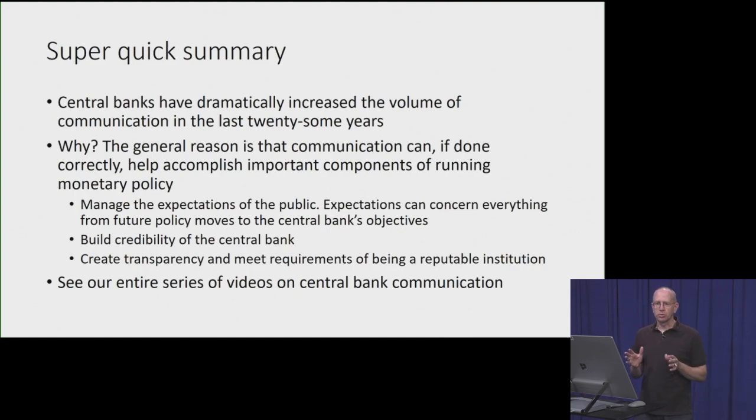So a super quick summary in terms of what we've covered in our first two videos. Over about the last 20 or 25 years, central banks have dramatically increased the scale and the scope of their communication. And they've done this mostly to try to help them accomplish their monetary policy objectives. For example, one of the main things they want to do is try to manage the expectations of the public. And as we'll discuss in more detail in our next video in this series, expectations of the public can dramatically improve or detract from a central bank achieving its objective. They also want to be able to build credibility of a central bank, and then finally to create transparency and meet requirements of being a reputable institution.